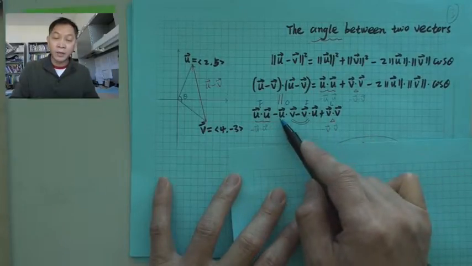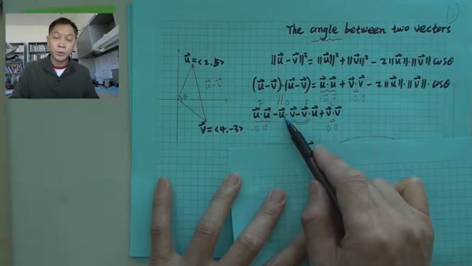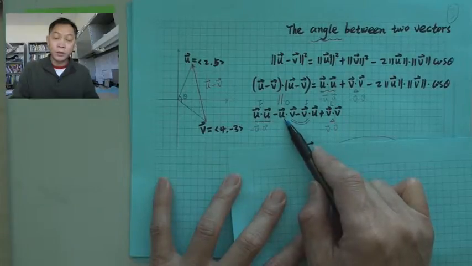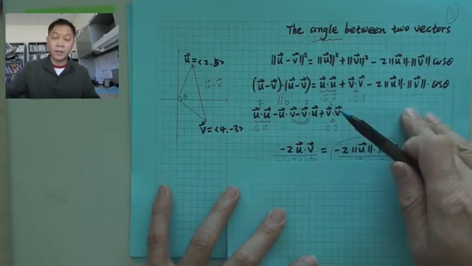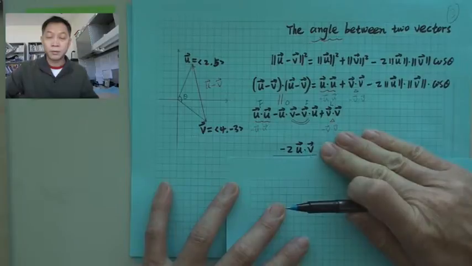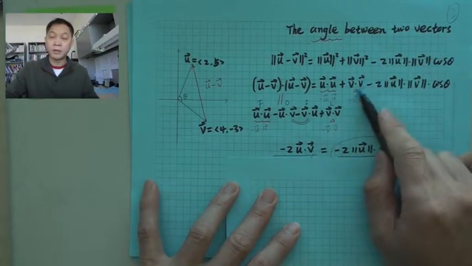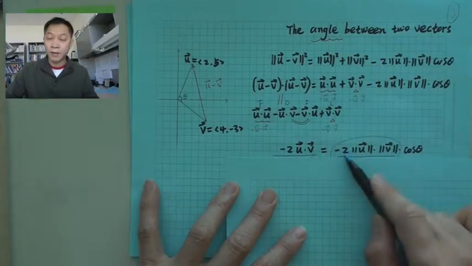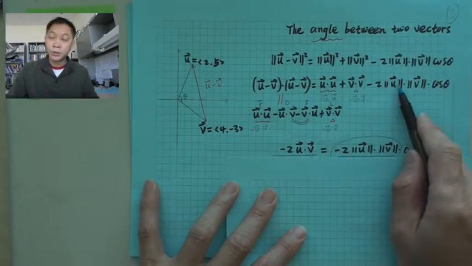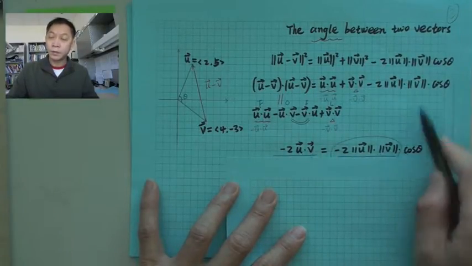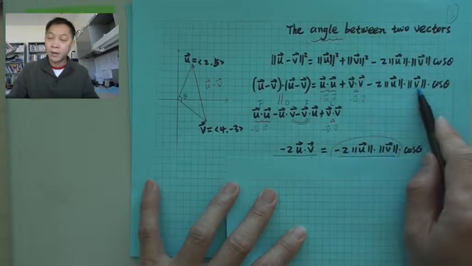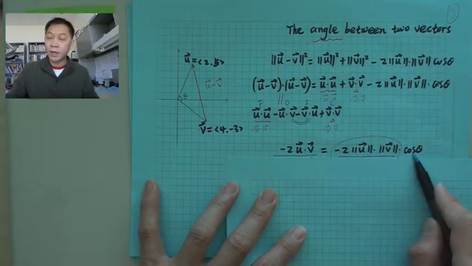Then the left-hand side has what? It has negative 2 U dot V. That's the left-hand side. Okay. Right-hand side, those two terms disappeared. That's the right-hand side. So you then have negative 2, the length of U, and then the length of V, cosine theta.